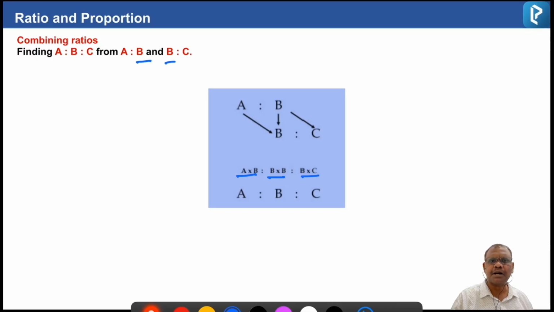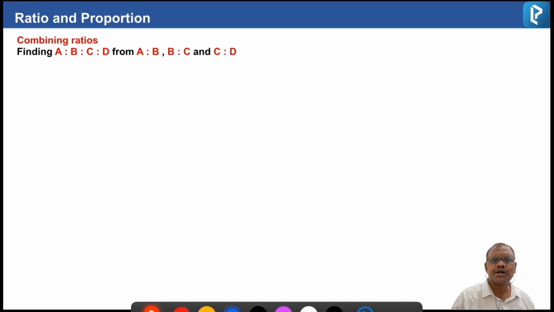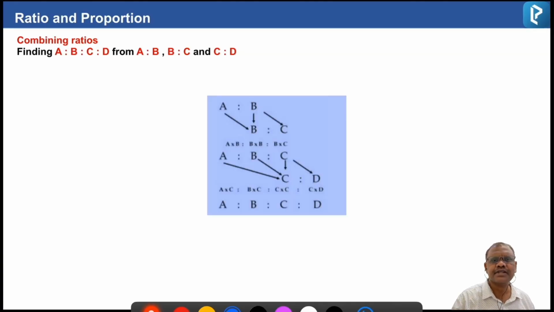So this is to combine the two ratios, A is to B and B is to C. Here B is the common term in both the ratios. Similarly, we can also combine three ratios in the same procedure. To combine the three ratios, first we need to combine the first two ratios and then combine the third ratio. So look at the figure here.